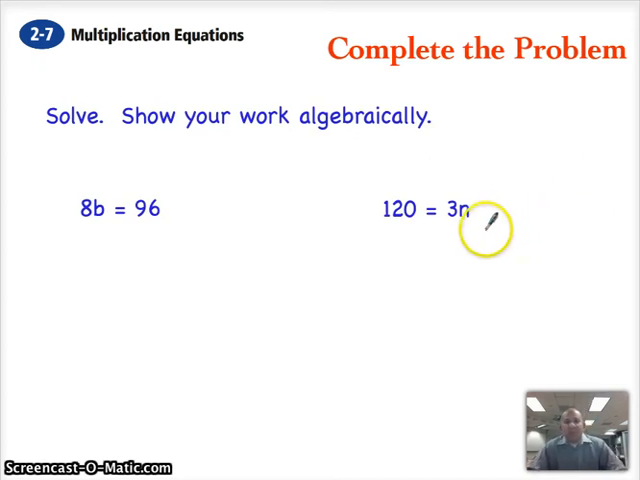Next, you're going to be tasked with these two problems. Once again, I'm going to make you draw the scales, just so you get the idea that an equation is just a balance.